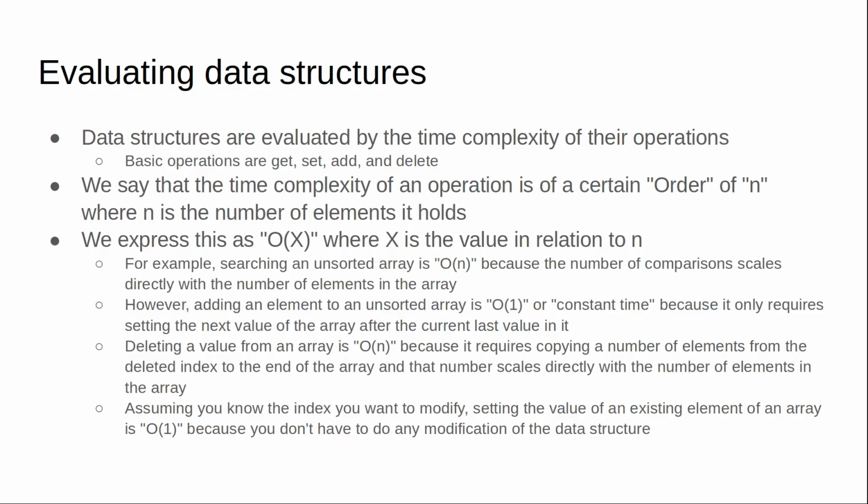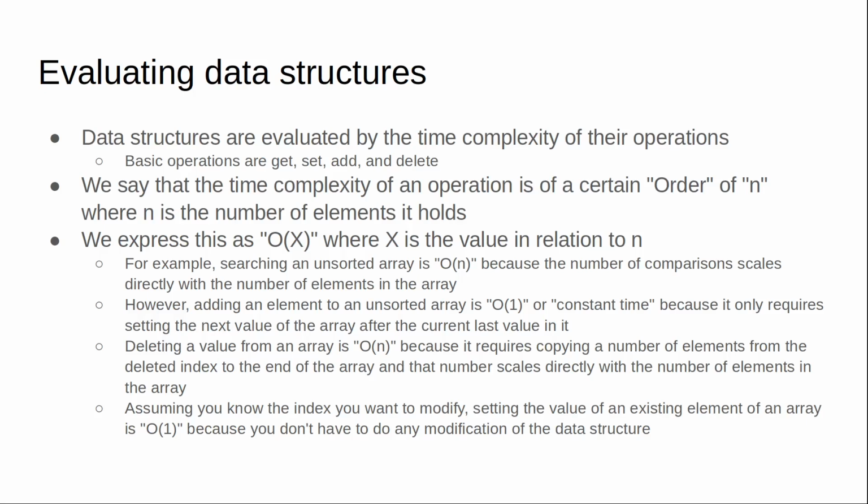And we say that the time complexity of an operation is a certain order of n, where n is the number of elements that it holds. So we express this as big O parenthesis x in parenthesis, where x is some expression that relates to the value of n. So when we're talking about an unordered array, for example, unsorted array, searching or getting an arbitrary item out of the array would be order n, because the number of comparisons that we need to make scales directly with the number of elements in the array.